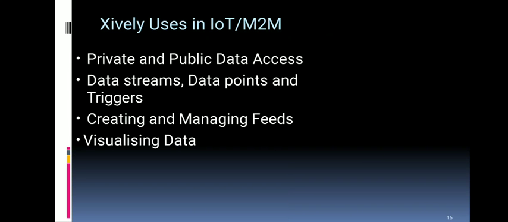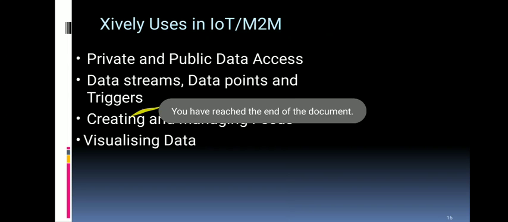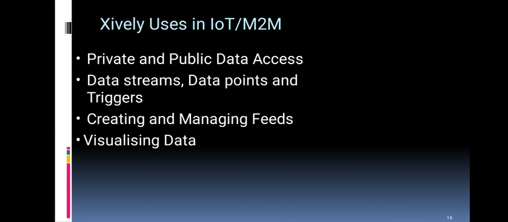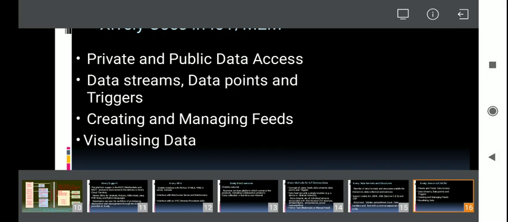Here, this Xively is used in IoT or M2M. What the Xively platform uses is public and private data access, data streams, data points, and triggers, and the creation of the various feeds and managing those feeds and visualizing the data. These are the main uses of Xively in IoT or M2M. So many companies are using this IoT platform.